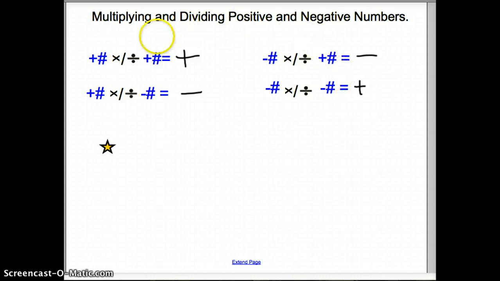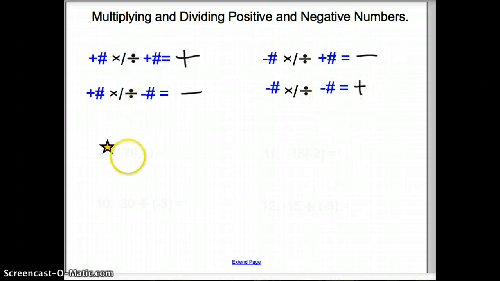So now let's recap this. Positive multiplied or divided by a positive will stay positive. Now here it changes a little bit. Negative multiplied or divided by a positive is negative, and it does not matter what order it is in because a positive multiplied or divided by a negative is still negative. And finally, when you have a negative multiplied or divided by a negative, it will be positive.